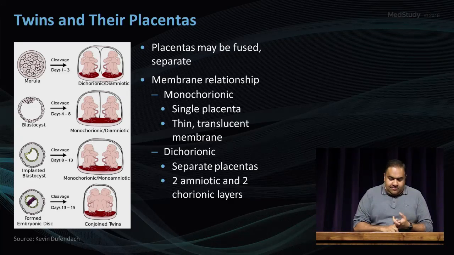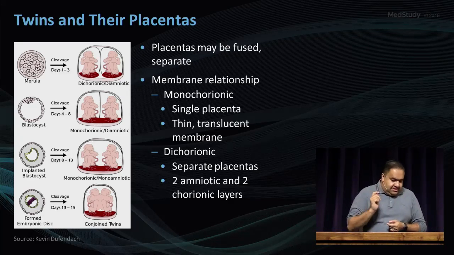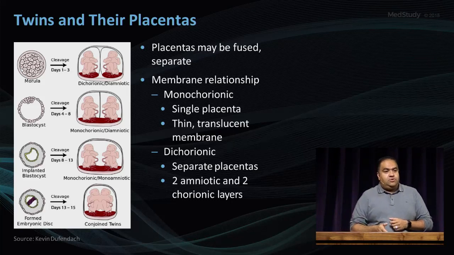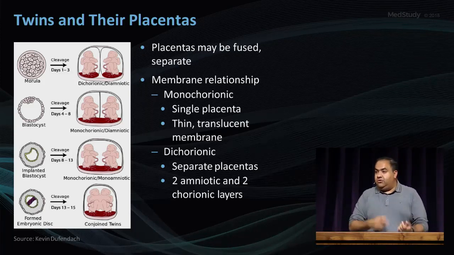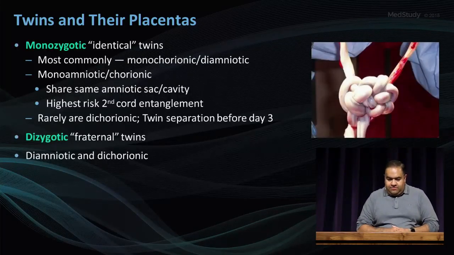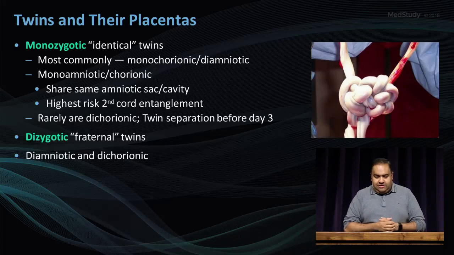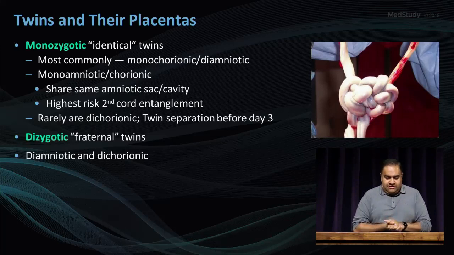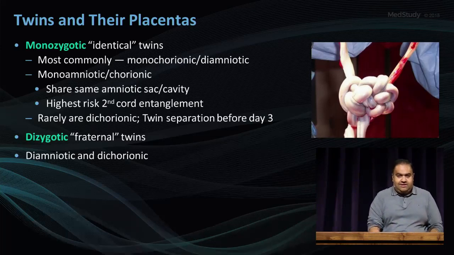The mono-di, these are the most common type of monozygotic twins. They have a high risk of twin-twin transfusion syndrome. And the mono-monos, as you can imagine, being in one sac, have a high risk of cord entanglement in those kids, okay? All right, so monozygotic identical twins, most commonly mono-di, as we just said; mono-monos share the same amniotic sac, with the highest risk of cord entanglement; and rarely dichorionic. And dizygotic fraternal twins are diamniotic, dichorionic.